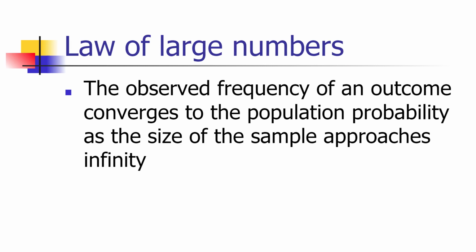Now, one concept that you've heard is the law of large numbers. What the law of large numbers states is that the observed frequency of an outcome converges to the population probability as the size of the sample approaches infinity. What that means in practice is that as your sample gets arbitrarily large, the frequency of observing it should converge to the population frequency. So what this means basically is that in large samples, the sampling distribution that we observe will tend to look very much like the distribution of outcomes in the population as a whole.